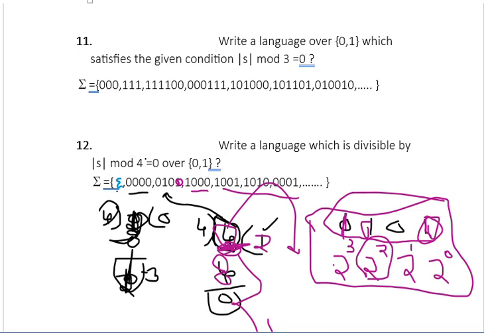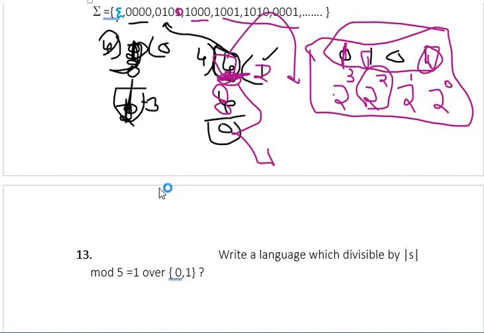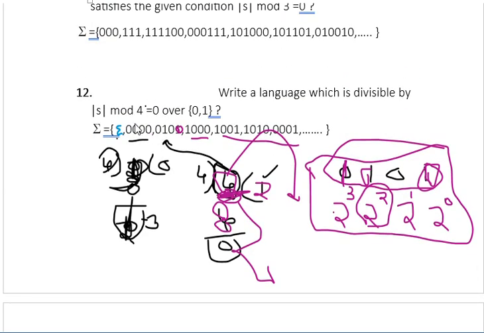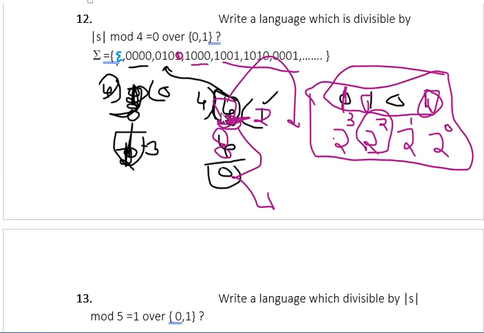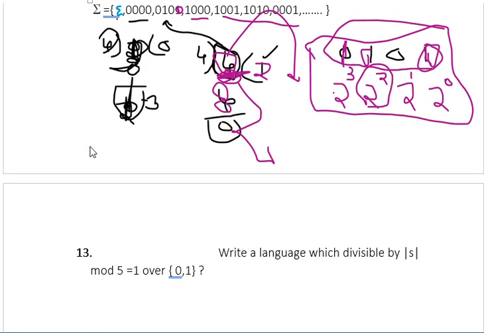I think you got the clarity. Using the same solution, you can solve this question also: write a language of strings whose value modulo 5 equals 1. Here, modulo 4 was equal to 0. Here, modulo 5, we should get the remainder as 1. When it is divided by 5, the remainder should be 1. The remainder of the particular number should be 1, and that sequence we have to form. If you understand the previous question, you can solve this question.